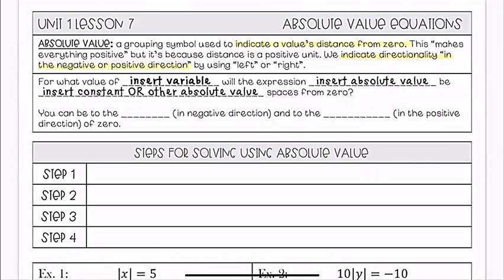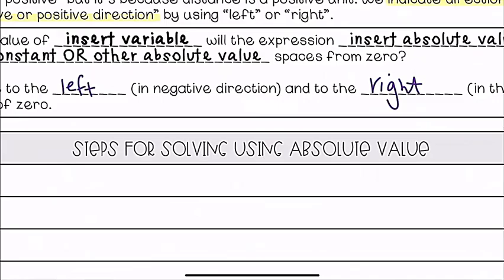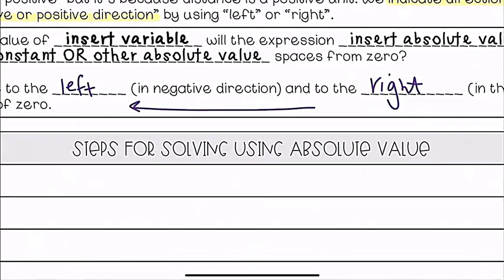Here it says you can be to the blank in the negative direction or to the blank in the positive direction of 0. You can go left from 0 and be in the negative direction, or you can go right from 0 and be in the positive direction. What I mean by that is, here's a number line. This is 0, this is -10, this is +10. This is the left direction going in the negative direction. This is the right direction going in the positive direction.